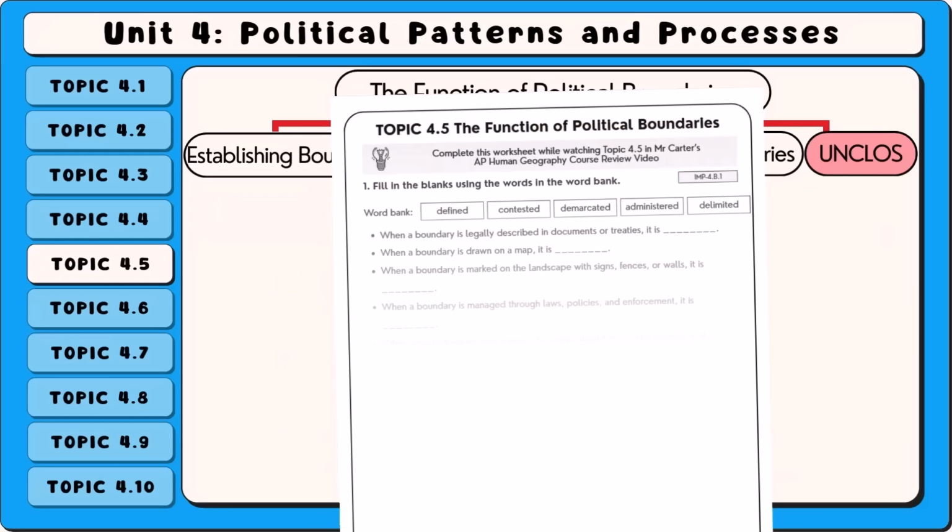Okay, that's it for this lesson. If you're following along with the study guide, check your answers for this section using the answer key before moving on. And when you're ready, we'll move on to Topic 4.6.